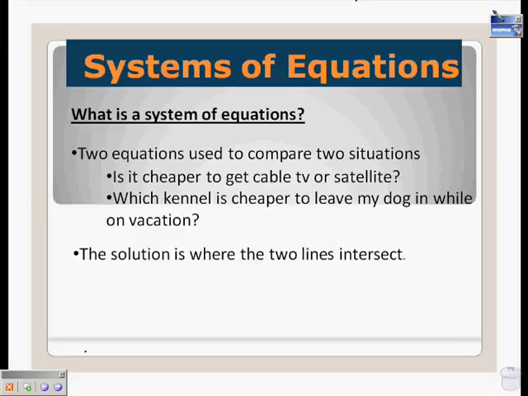Today we're going to start talking about systems of equations. So the first thing we're going to talk about today is just the definition of a system of equations, what a system is, what the answer is going to look like.